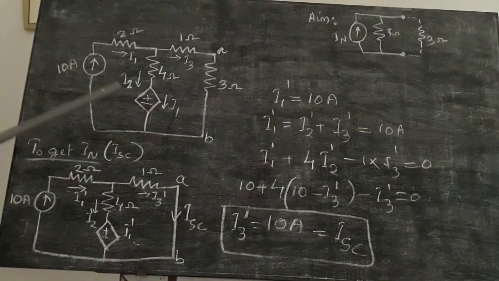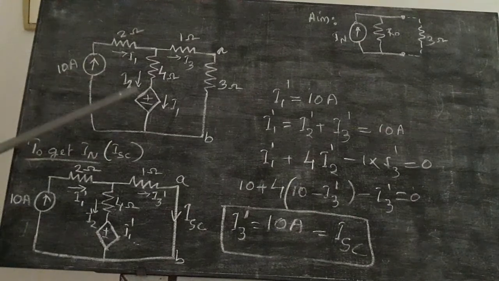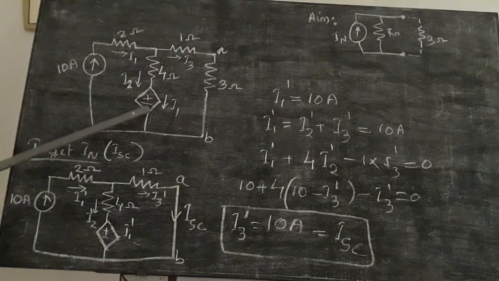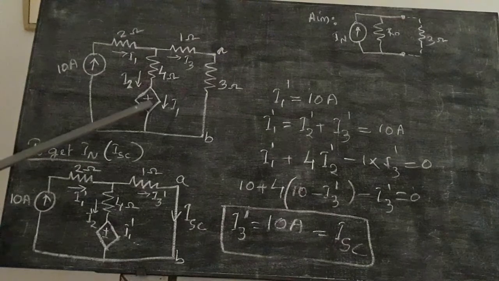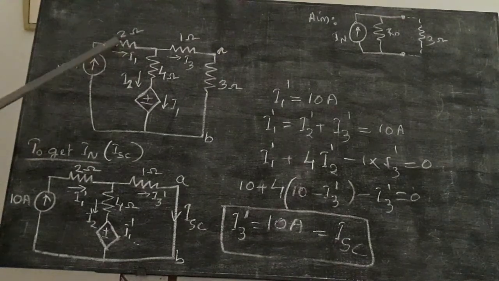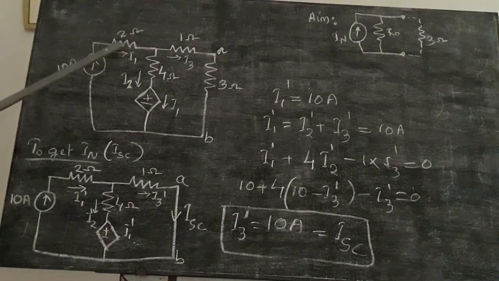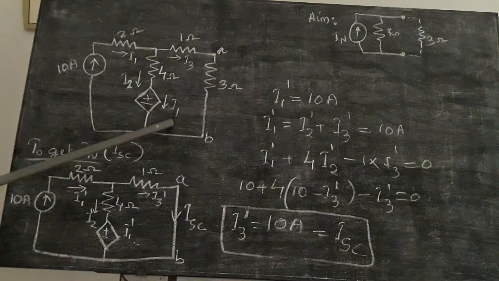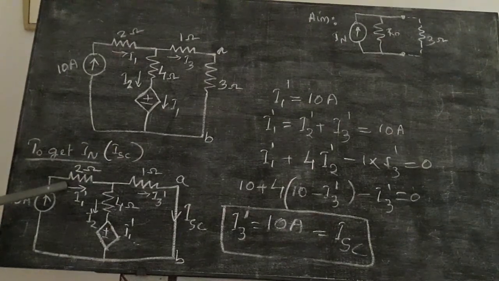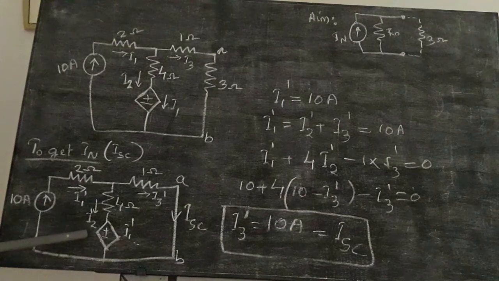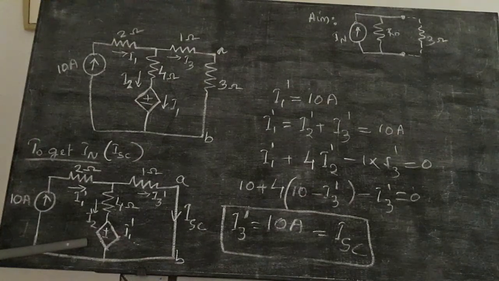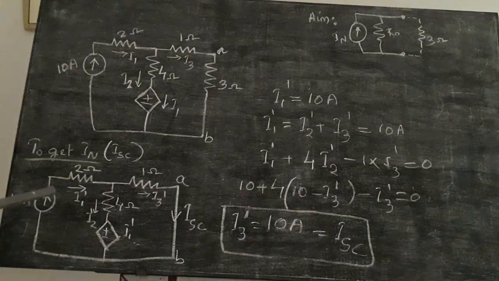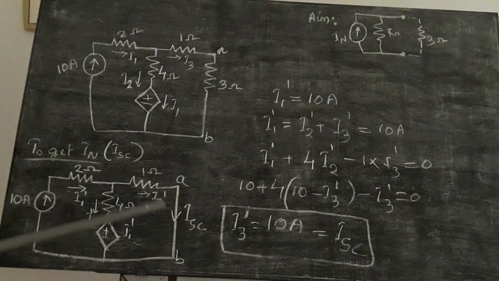Another point, here we have a dependent source. This dependent source is a current dependent voltage source because this voltage source depends on the current in the 2 ohm resistor. So if the current through the 2 ohm resistor is I1, the value of this voltage source is I1 volt. Here the current through the 2 ohm resistor is I1 dash, therefore the value of this voltage source is I1 dash. I hope you got the point. Then after drawing this circuit, we have to calculate ISC.